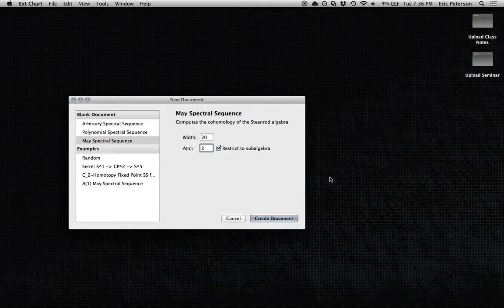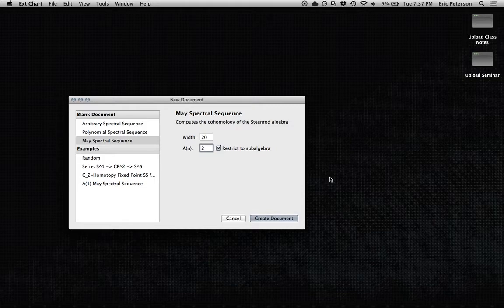The dialog constructing such a spectral sequence takes two inputs. One is some sort of truncation width, so the program can't compute out infinitely far. But if you tell it ahead of time that you want to consider the part of the spectral sequence living in the range s plus t minus s less than or equal to 20, then it's happy to do it for you. There's also this other field for dealing with certain pre-specified subalgebras of the full Steenrod algebra.